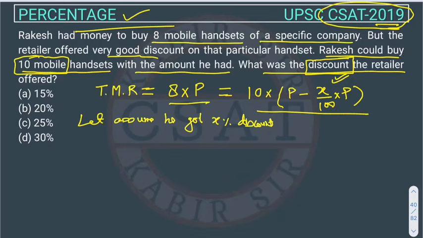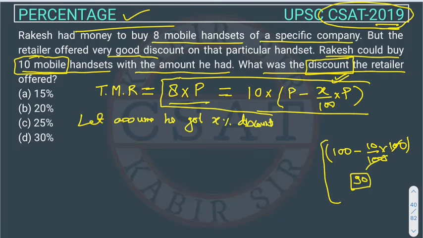Now this P minus X upon 100, this is the discount. How are we calculating it? Suppose previously the price was 100 rupees, right? Now he got some discount. Suppose he got a discount of 10%, I'm giving an example, 10% of 100 will be 10 rupees. So the final price will be 90, right? The same thing we are doing here. Okay, so now we have to solve this equation and we will get our answer.